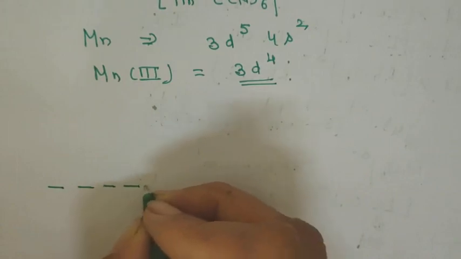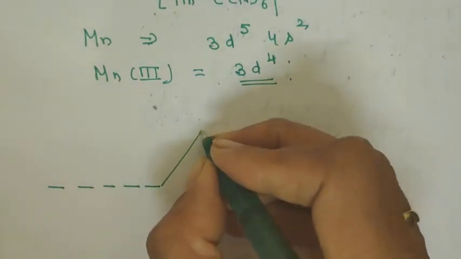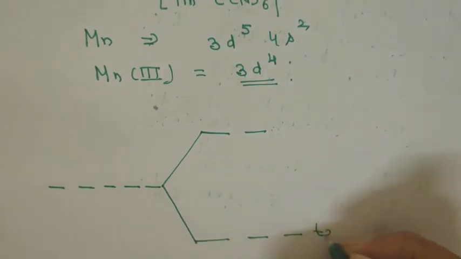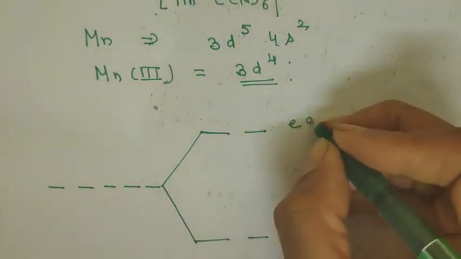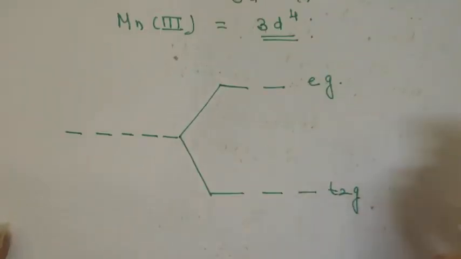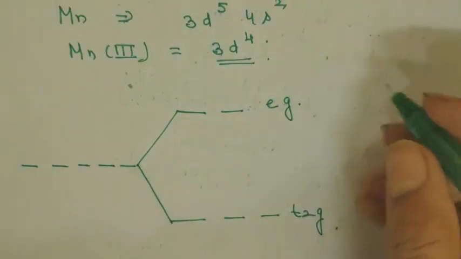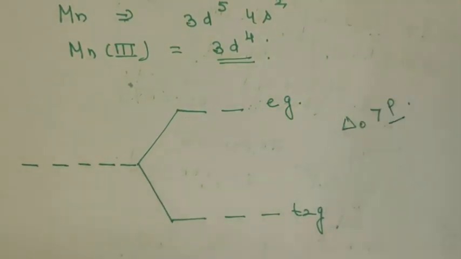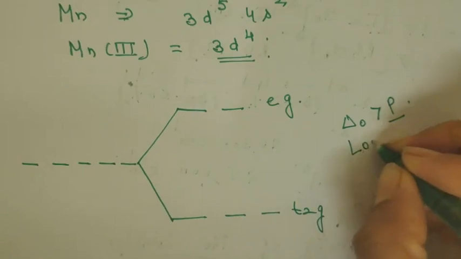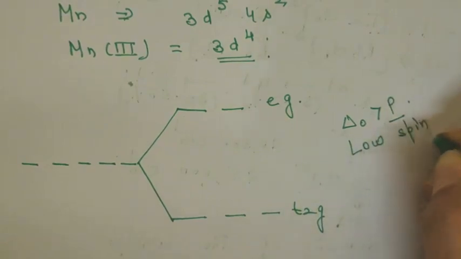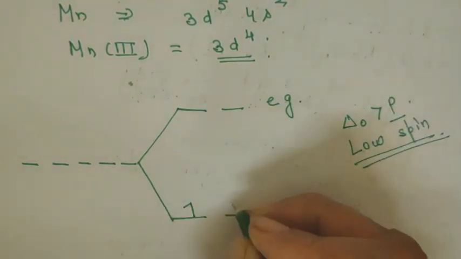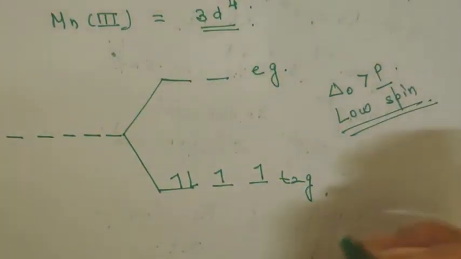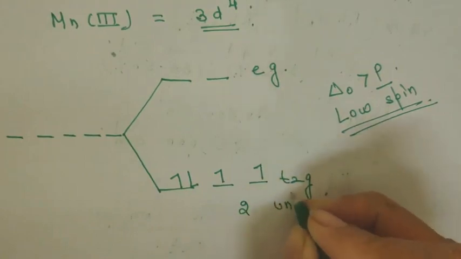Now let's fill these 4 electrons. This is T2g and this is eg set. You have only 4 electrons. Ligand is CN. CN is a strong field ligand, so delta naught is very much larger than pairing energy. So what kind of complex is formed? Low spin. 1, 2, 3 and 4. So how many unpaired electrons are present? 2 unpaired.